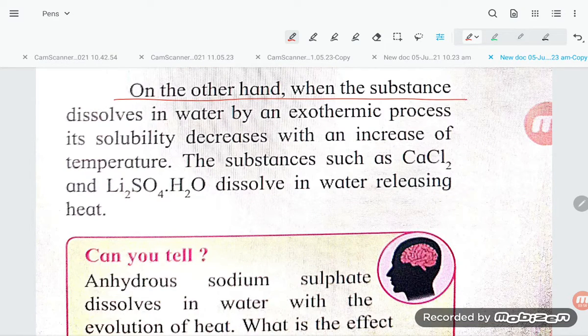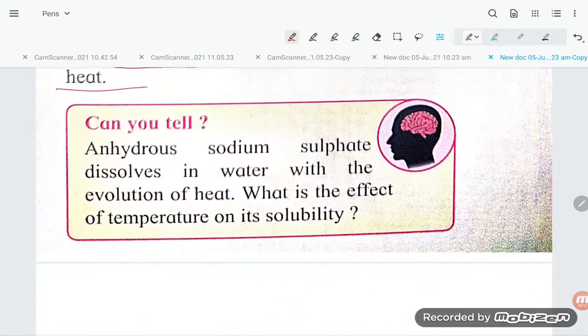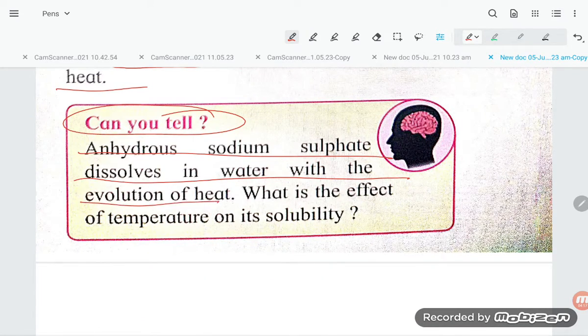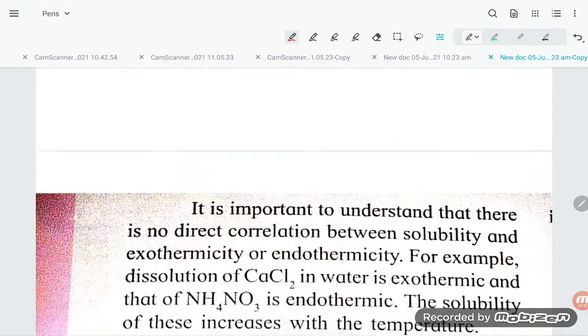On the other hand, when a substance dissolves in water by an exothermic process, its solubility decreases with an increase of temperature. Substances such as CaCl2 and Li2SO4.H2O dissolve in water releasing heat. Can you tell, student, anhydrous sodium sulfate dissolves in water with the evolution of heat. What is the effect of temperature on its solubility? It is exothermic, student. So if you increase the temperature, the solubility will decrease, dear student.